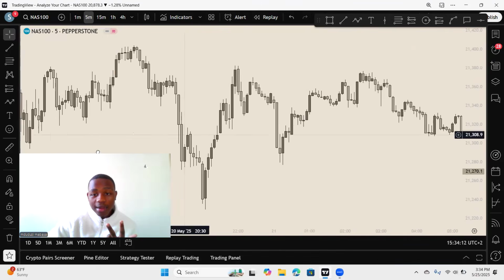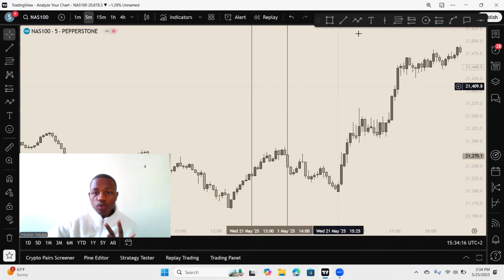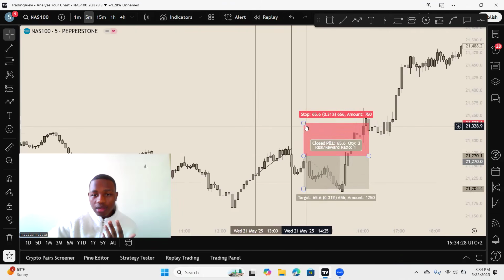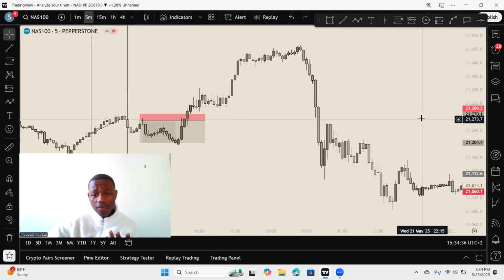Let's calculate another one. This one, the market was going up from 1 to 2. After going up from 1 to 2, let's check. So you entered the market here, stop loss here. Yeah, 1 to 3 RR. Day number 3, TP hit. 3 out of 5.